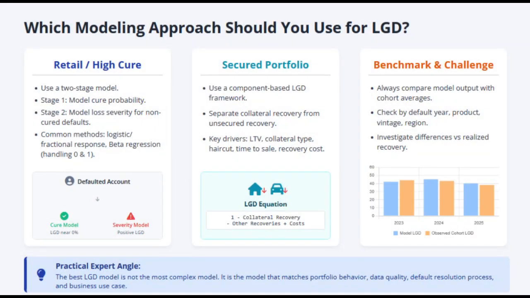Now, what modeling approach should you use for LGD? Here you can say that the choice depends on the portfolio characteristics and the data quality. For retail portfolios with high cure rates, I typically use the two-stage model. First, modeling the cure probability with logistic regression, and then loss severity for non-cured accounts using beta regression or the fractional response models. And for secured portfolios, component-based approaches, separating the collateral and the unsecured recoveries, work well. So I always benchmark against the simpler cohort averages.